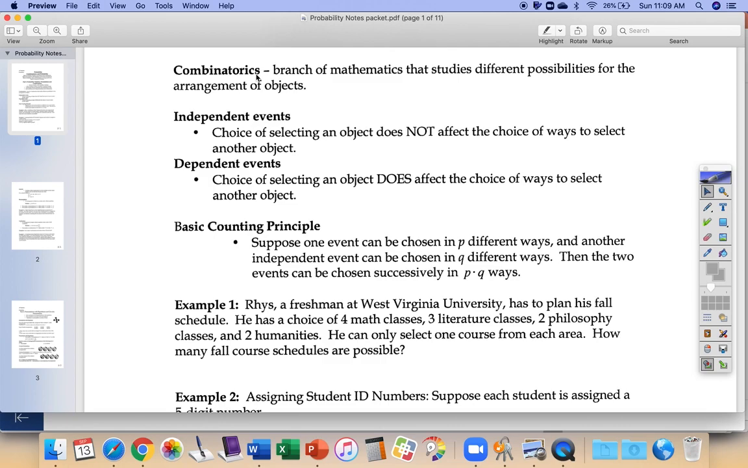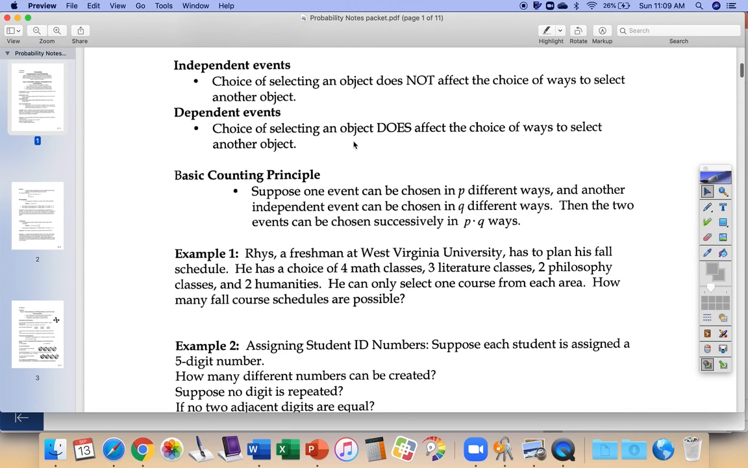These aren't all that easy to decipher which one we're always going to use. So that's why when we do our work session, we're really going to talk it out and iron all this out. But we just want to get some problems under our belt to start. 2 types of events we're going to be looking at, independent and dependent. Independent events, we're talking about multiple things happening at once. Selecting objects does not affect the choice and ways of selecting another object.